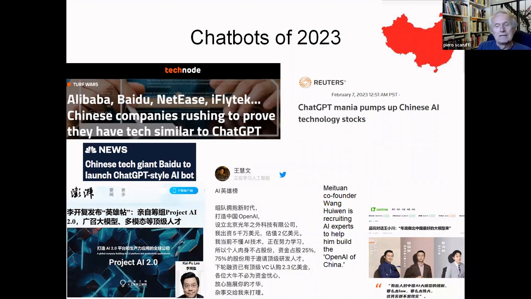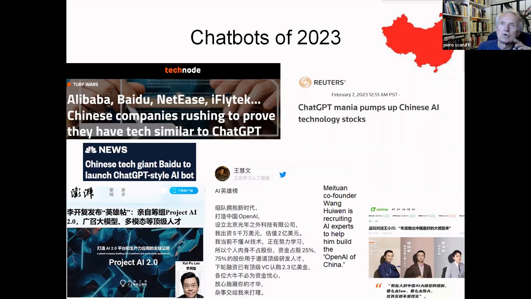A few words about China. ChatGPT is extremely popular in China, and that has created a real frenzy to copy ChatGPT, to create the Chinese versions of ChatGPT. This is kind of disappointing because all these great students and engineers in China basically spend their time copying whatever comes from Silicon Valley instead of trying to invent the next thing.